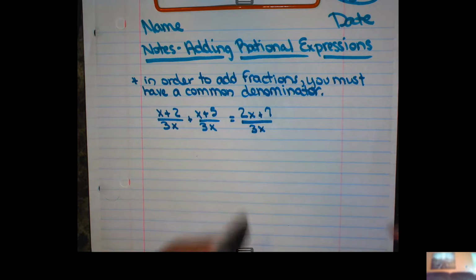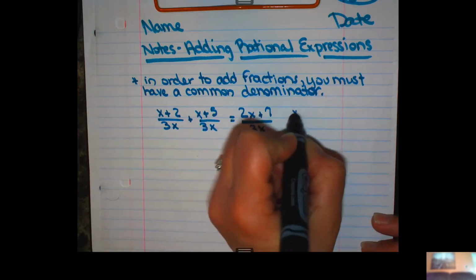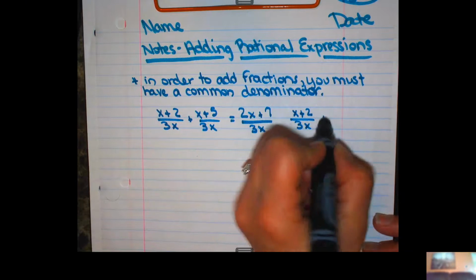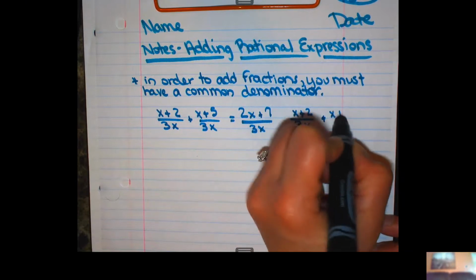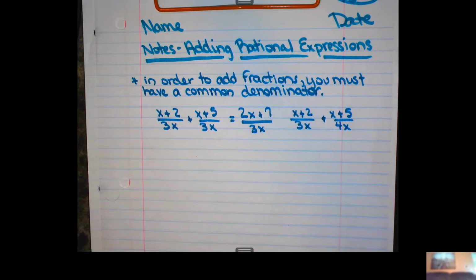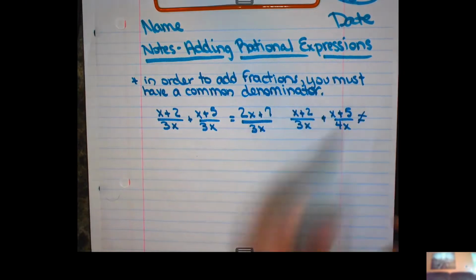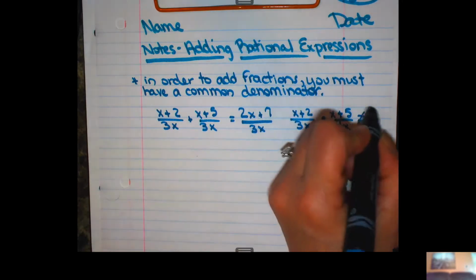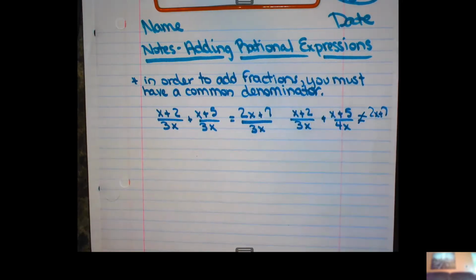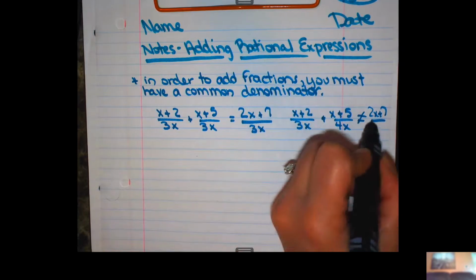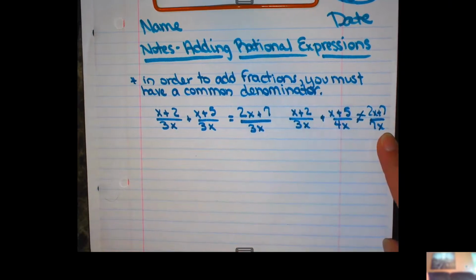This is an example that you can't have. Can you write x plus 2 over 3x plus x plus 5 over 4x? It would be incorrect to say, so can you put an equal sign with a slash, this is not the same as combining the top, 2x plus 7, like we did in the other one, and then adding the denominators, 3x plus 4x is 7x. That is not true. You need to get a common denominator first.